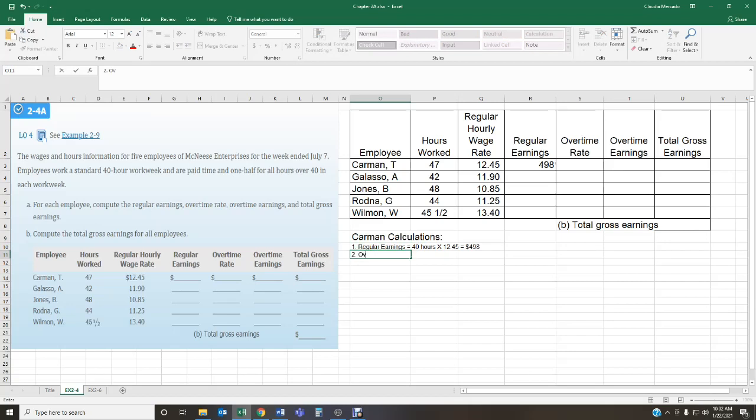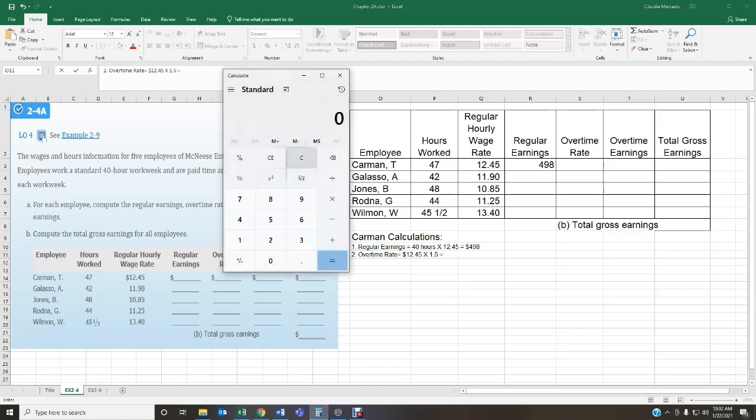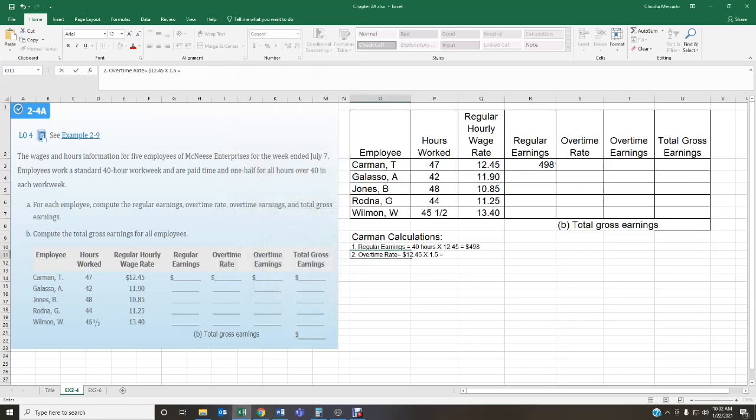Now we have the overtime rate, okay? Now for the overtime rate, we're going to get the regular hourly rate, which is 12.45, and we're going to multiply by 1.5. Okay, and let's see, because the overtime rate is 1.5 times the regular rate. So it's 12.45 times 1.5. That gives me 18.675.